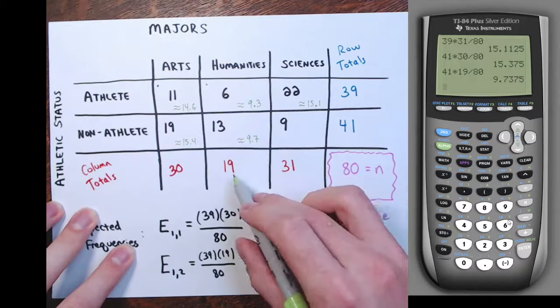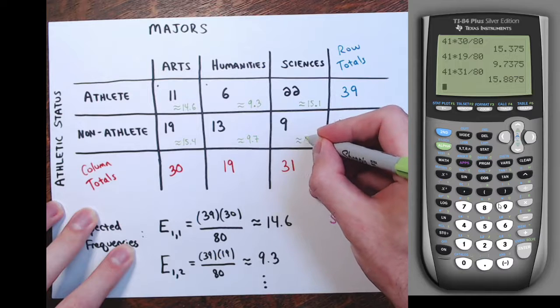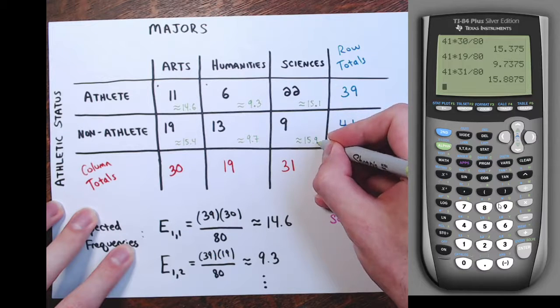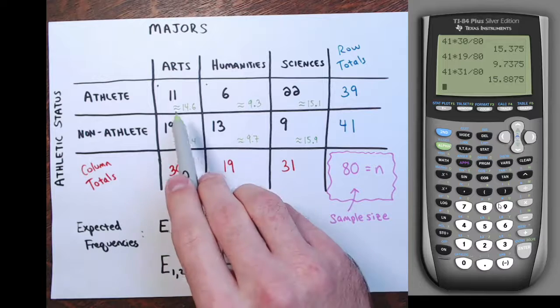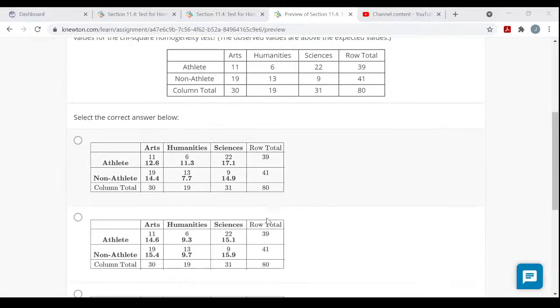And then change the 19 to a 31 for that second row, third column entry. And about 15.9. Okay, so there's all the expected frequencies for each of the 6 cells. Alright, so going here, that looks like it matches this one. 15.1, 15.9, 9.3, 9.7, 14.6, 15.4.